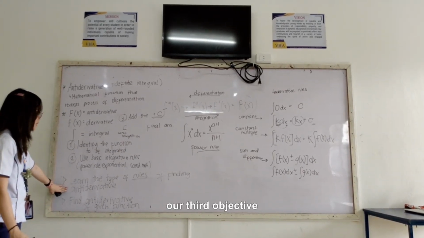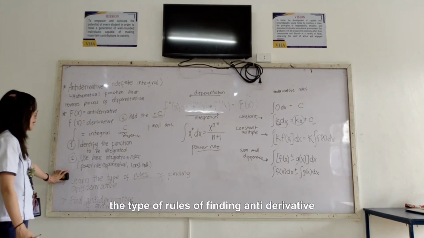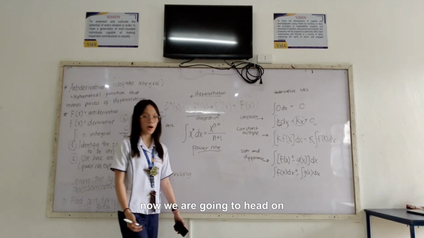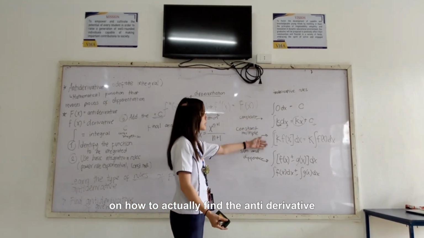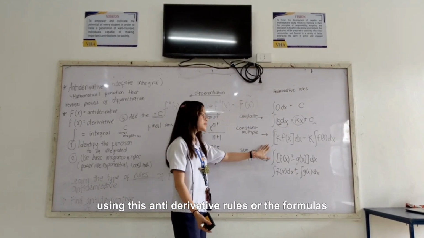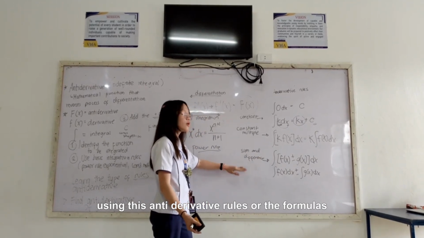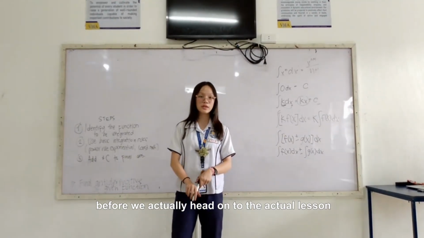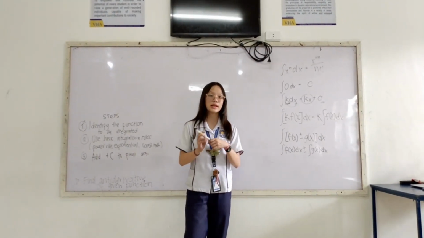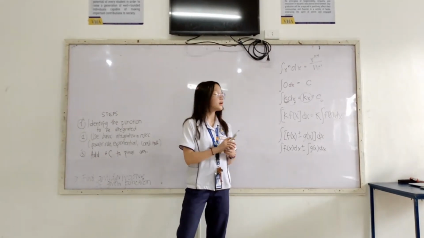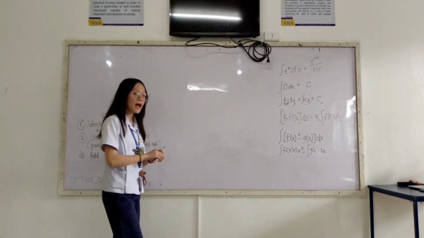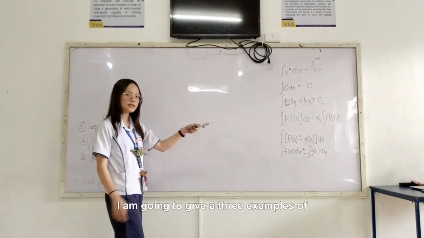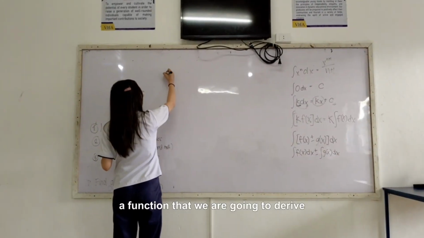Now our third objective: we have learned the types of rules for finding the antiderivative. Now we are going to head on to how to actually find the antiderivative using these antiderivative rules or formulas. Before we actually head on to the actual lesson, we are going to go back to your previous lesson and I'm going to give 3 examples of a function that we are going to derive.